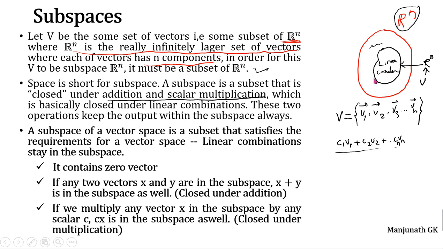The first one is it should be a subset of this Rn, and it should have a zero vector. If you consider two vectors, the addition of those two vectors should fall in the same region. And the fourth condition is if any vector is multiplied with any scalar value, then it should not cross this border. If all these conditions are satisfied for this set of vectors, then we can say that a set of vectors v is a subspace of this space with n dimensions.